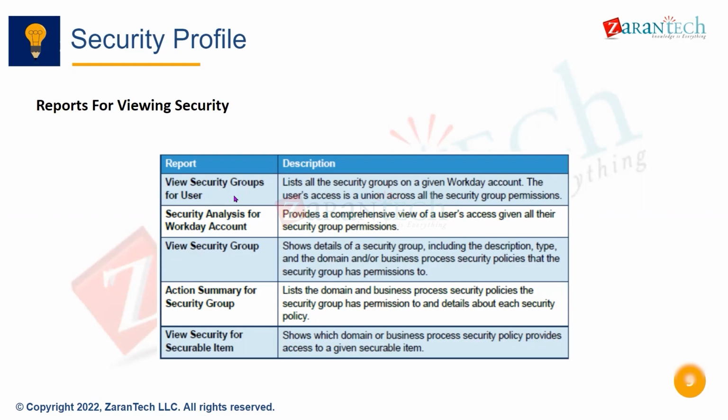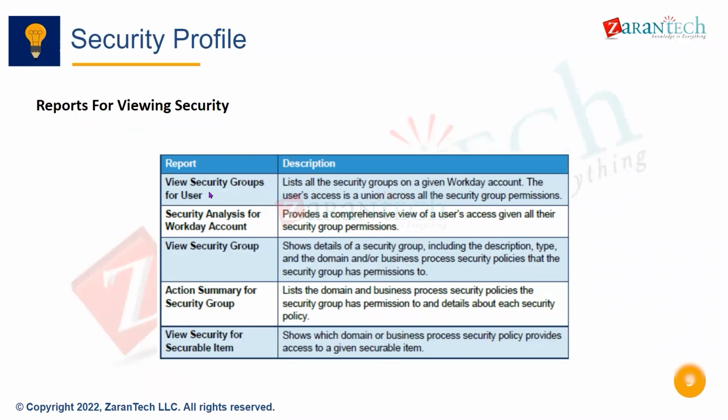Or else you can go to any worker, and from the related actions you can get into View Security Groups for User. You can access that and view it. It will list all the security groups, which security groups the employee has access to.